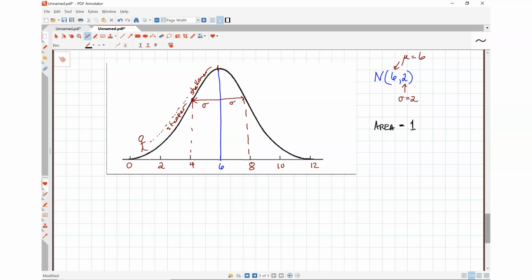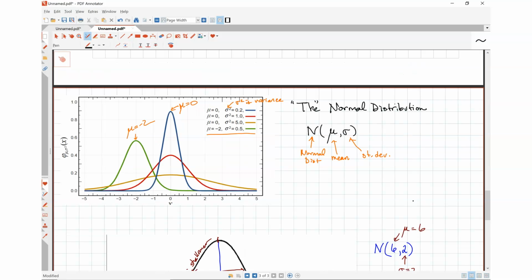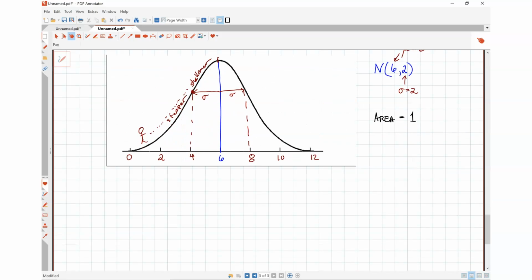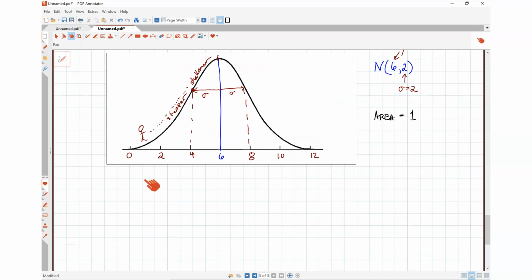And if the area is equal to 1 and we know the shape of the curve, then we'd be able to, in principle, figure out the height of the curve. That's why the ones that have smaller standard deviation up here are taller, because the area underneath these curves has to be equal to 1. And the ones that are fatter are shorter because they have to have the same area. Okay, so anyway, let's come back here and learn about how to compute some of these areas.